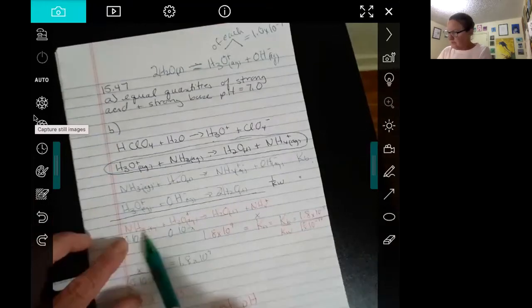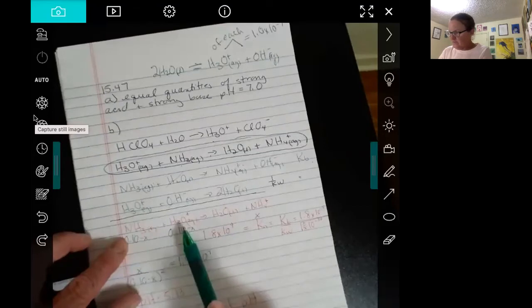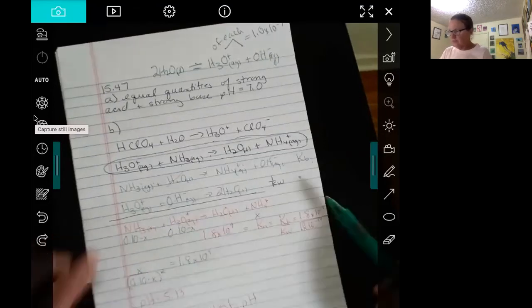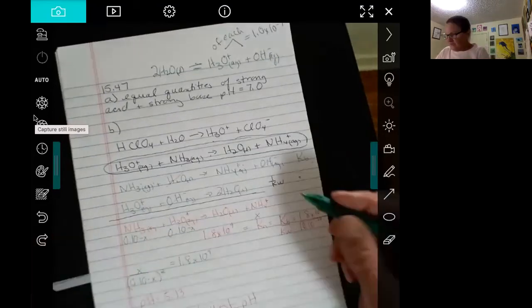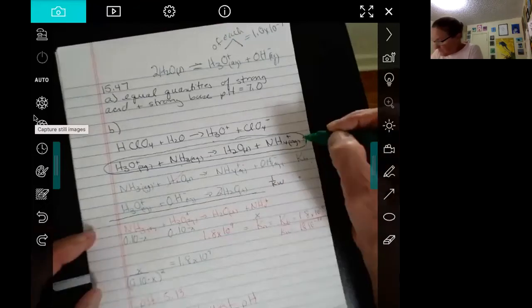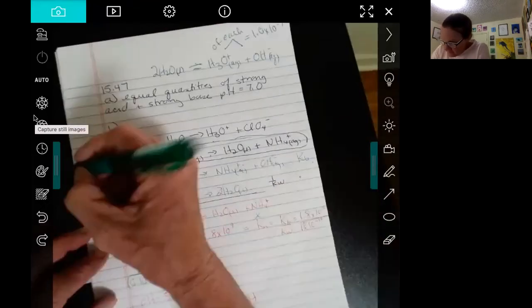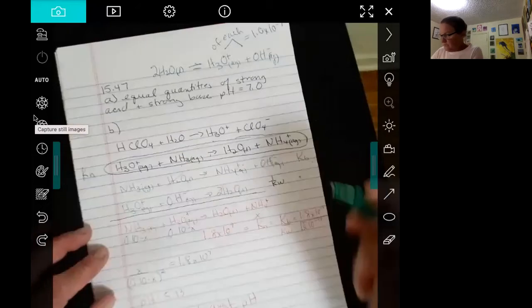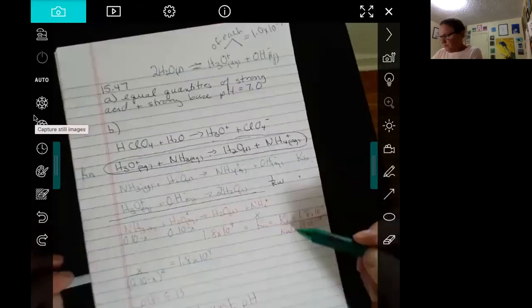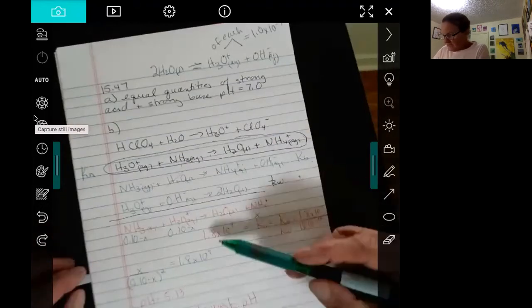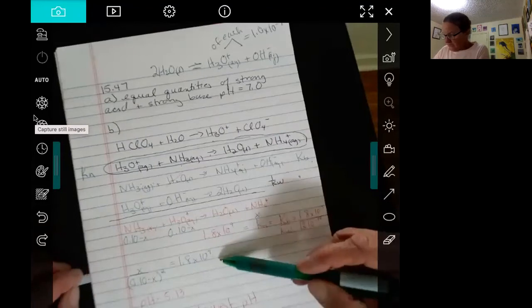I wrote these in the opposite order, but you get the weak base, the strong acid, forming water, and NH4 plus. So that means that the K for this reaction, which we call Kn, for neutralization, is going to be Kb times 1 over Kw. And so I got 1.8 times 10 to the ninth.